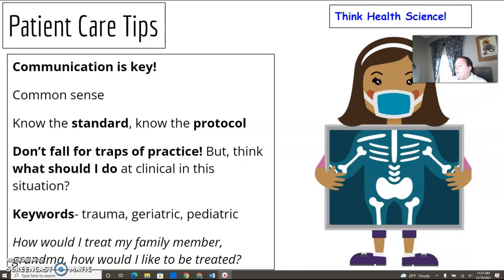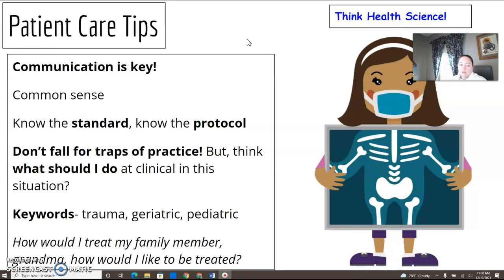All right, so ART patient care tips. I want you to think of health science class, basically your patient care class. Communication is key. Go with common sense, right? And if you're given a situation, what should be done to keep the patient the safest? Know the standard, know the protocol for the department. What would we do? Don't fall for the traps of practice, but think, what should I do at clinical if this situation arises?